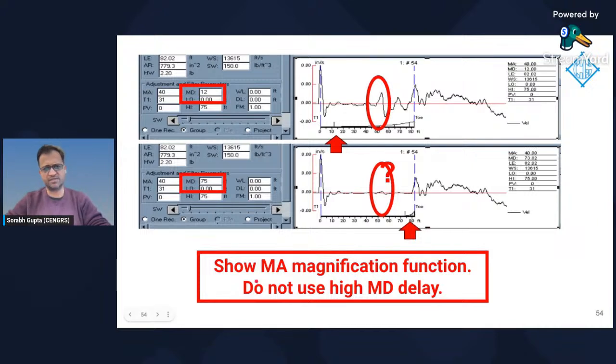So the rule is you must always show the magnification function in your PIT reports, and you must not use an inordinately high MD delay or magnification delay, because then you actually end up hiding defects at shallow depth.